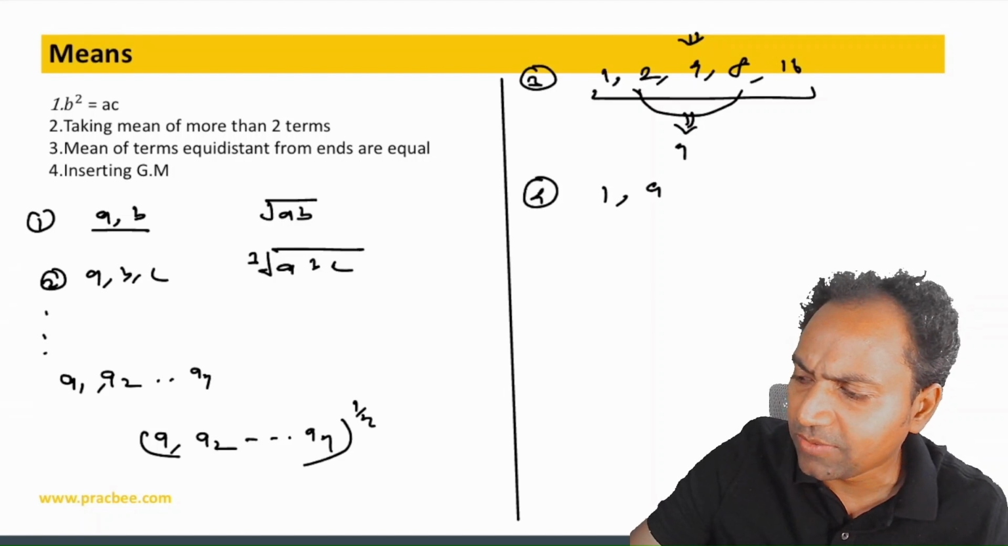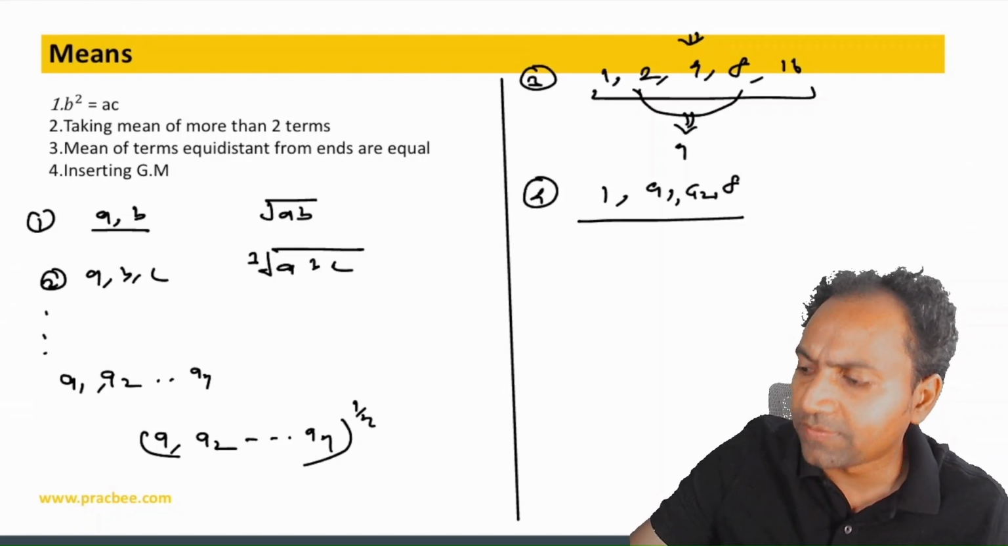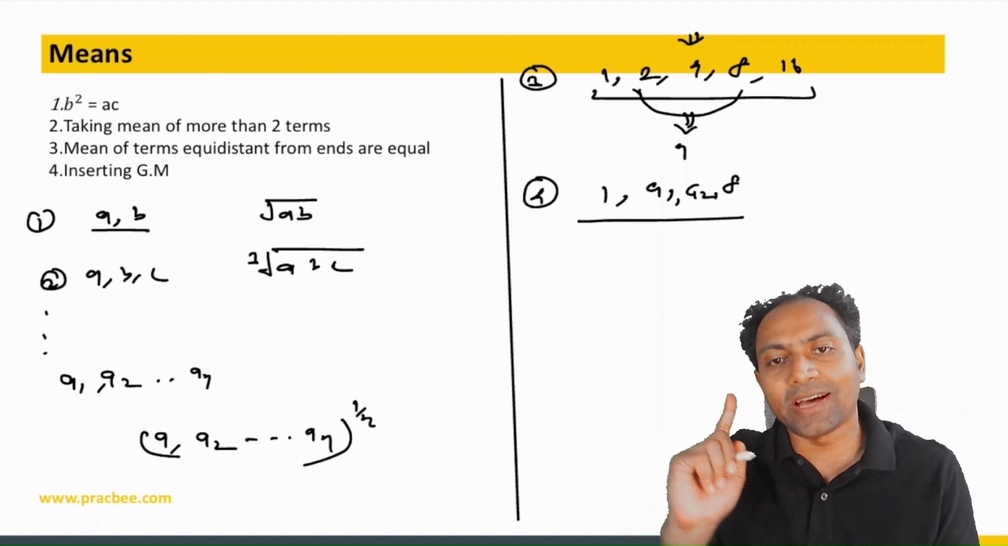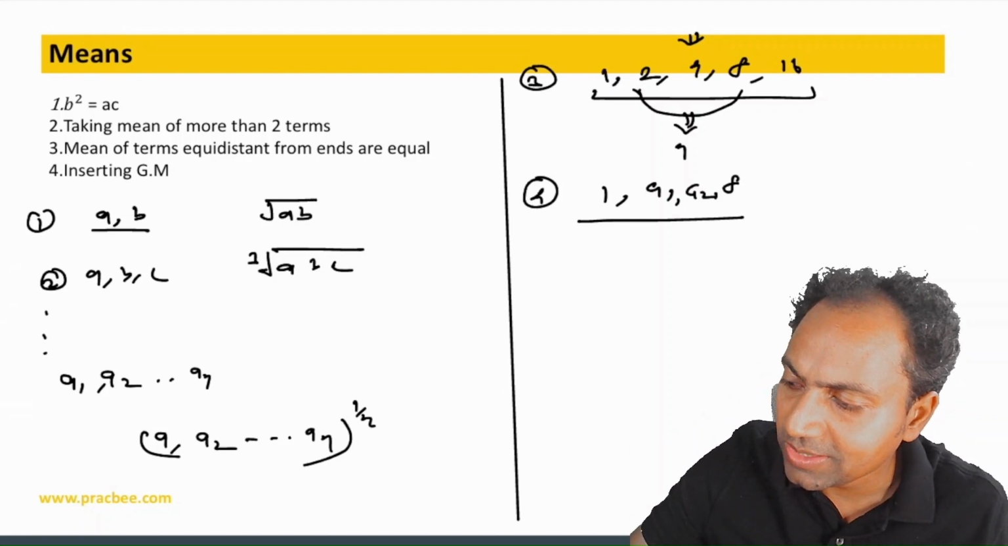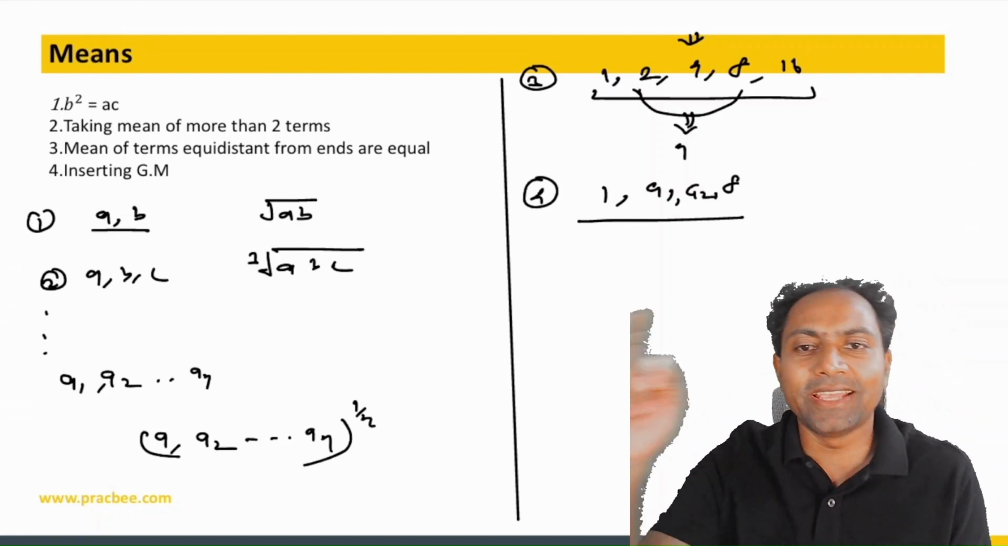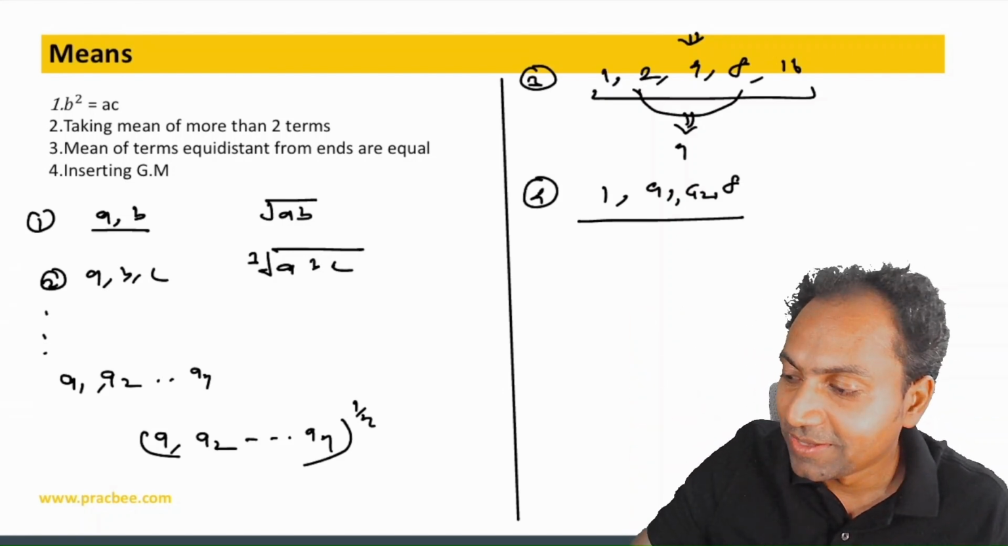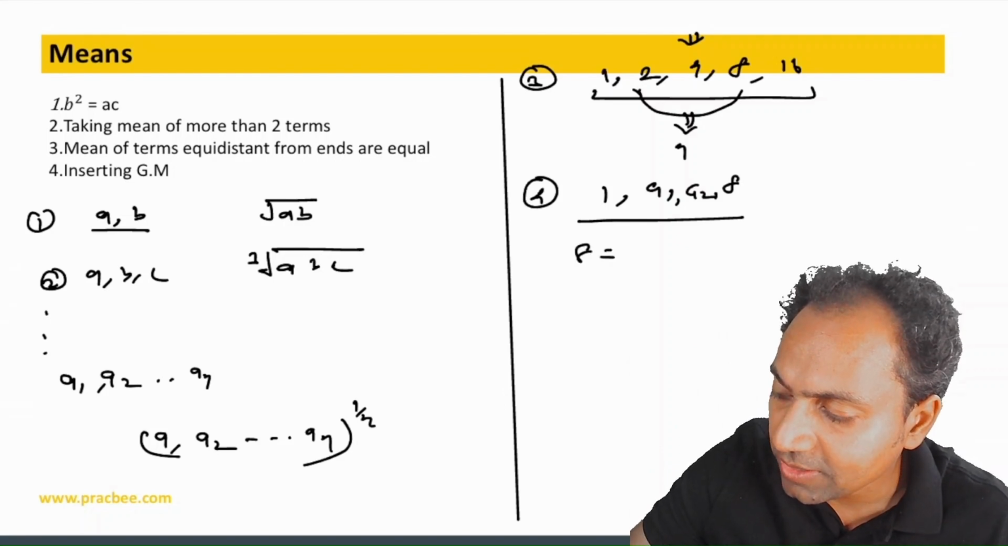This is exactly what we did with AP. So what does this mean now? A, G1, G2 and 8 are going to be in GP. So if I consider this phenomenon, the only thing that we do not know is R, and in GP, R is very important. So R we can find using the last term.